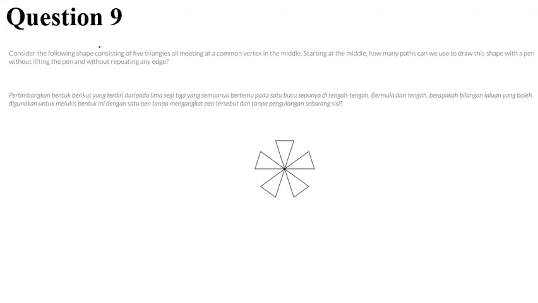Question number 9. Consider the following shape consisting of 5 triangles all meeting at the common vertex in the middle here. 5 triangles, 1, 2, 3, 4, 5, and this vertex in the middle. Starting at the middle, how many paths can we use to draw this shape with a pen without lifting the pen and without repeating any edge?